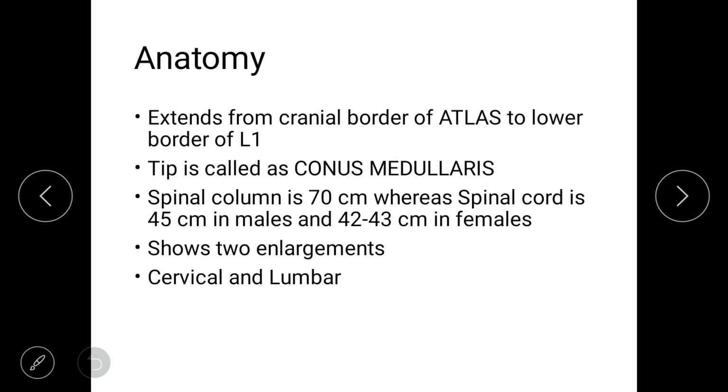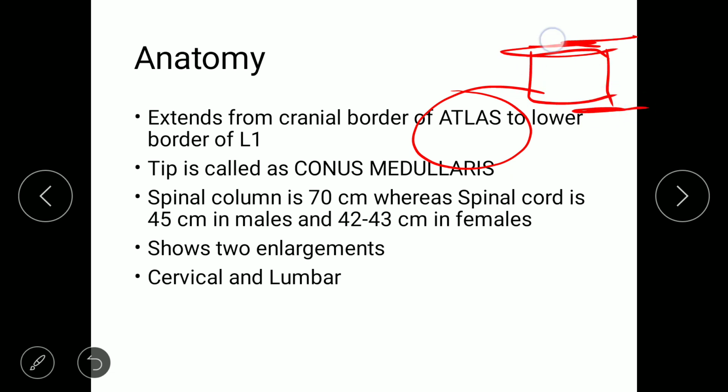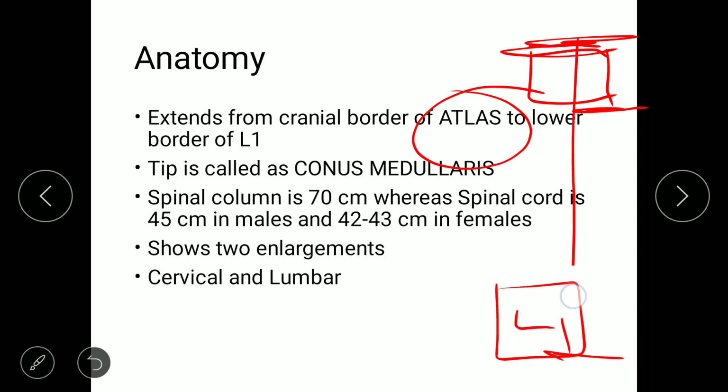It extends from the cranial border of atlas. We know the first two vertebrae have names. The first one is called atlas and the second one is called axis. This is the atlas, this is the cranial border, this is the caudal border. The superiormost border is called the cranial border. It extends from the cranial border of atlas to the lower border of L1. This is L1. And the tip of the spinal cord is called conus medullaris.